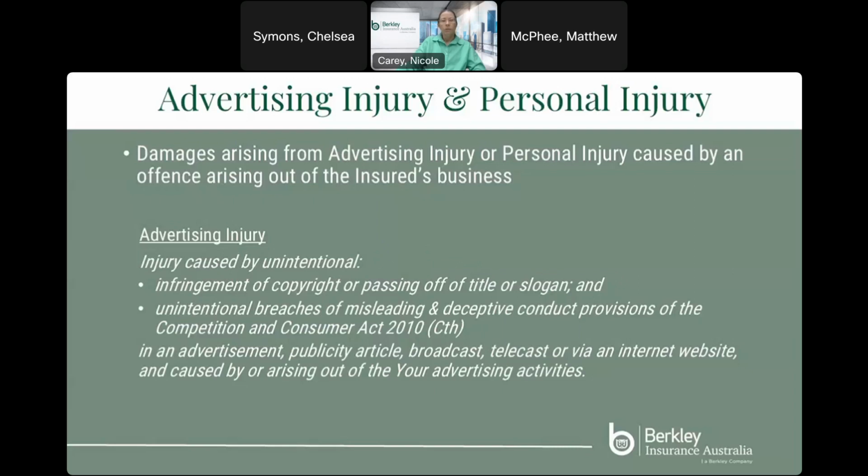So the next insuring clause is actually two insuring clauses. It's a combined one, your advertising injury and your personal injury claims. These are fairly standard clauses within a public and products liability insurance policy. Your advertising injury is injury that's caused where you've infringed someone's copyright or you've breached your misleading and deceptive conduct provisions in any of your advertising or publicity or broadcasting or on your internet websites.